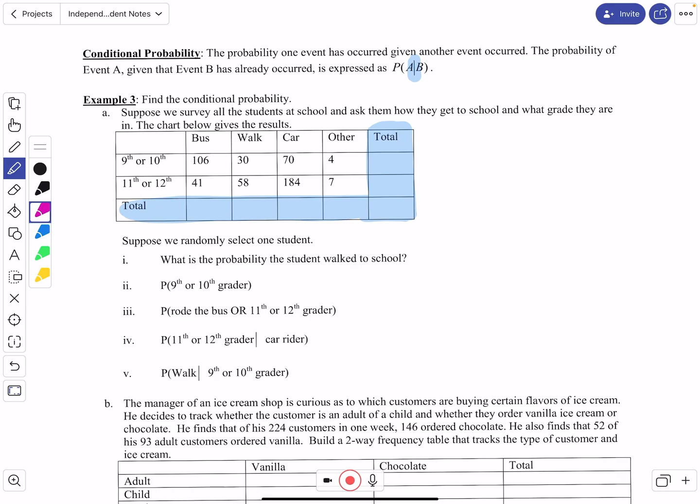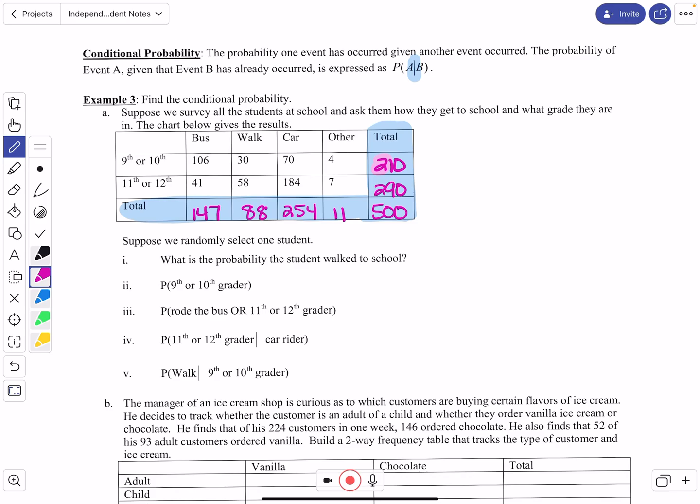If we add up going across the 106, 30, 70, and 4, that's going to give us 210. Going across our 11th or 12th graders, that's going to give us 290. Our grand total is 500. Our bus riders are going to be 147. Our walkers are going to be 88. Car riders are 254. And other is going to be 11. And, of course, going across there will also end up being 500.